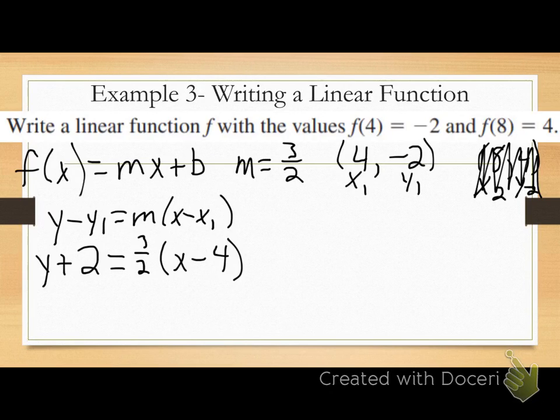You mean you get y. For slope-intercept form, I need to get what by itself? Y, so then I can change it to f of x. Okay? So what's my first step to do that? Distribute.